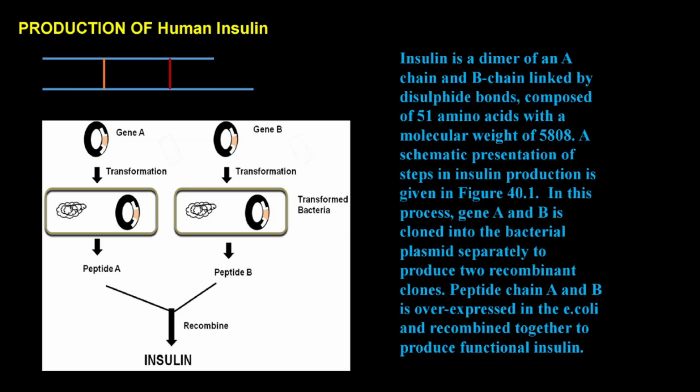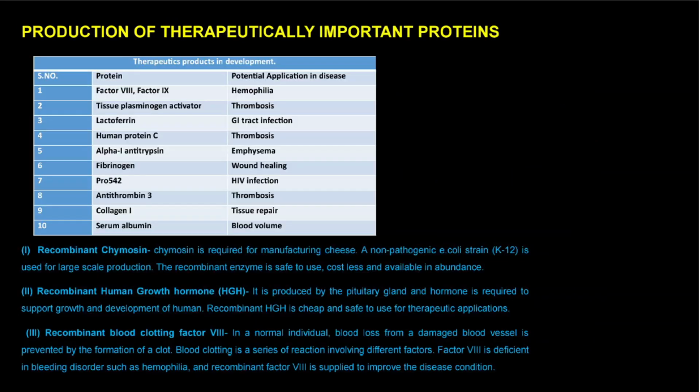In this process, gene A and gene B are cloned into the bacterial plasmid separately to produce two recombinant clones. Then the peptide chains A and B are overexpressed in E. coli, as we saw in the last lecture, and recombined together to produce functional insulin, which can then be provided to patients of diabetes in which the insulin levels are low.